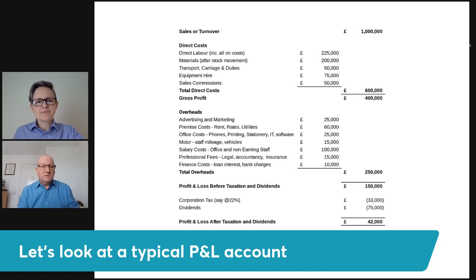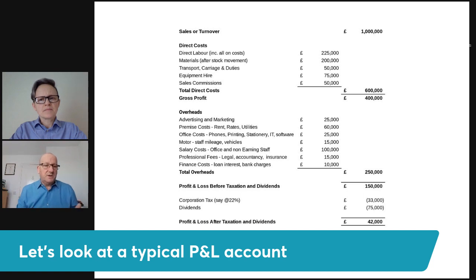Then we've got materials or products for sale, and that's after stock movement. I put stock movement there because you might say, for instance, you bought in a year £300,000 worth of materials, but you still got 100,000 in stock. That will go to the balance sheet, which we will discuss next time. The materials that's actually been used in the business in the actual period goes to the profit and loss. Then we have things like transport, carriage, duties of getting those materials.